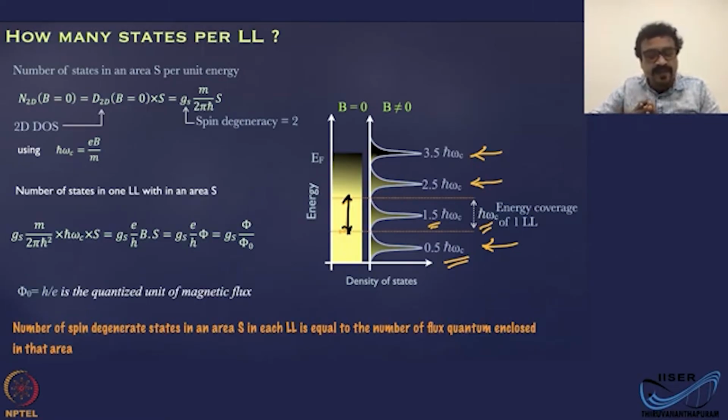So the number of states in an area S per unit energy is basically the density of states. That is per unit energy per unit area. This is the 2-dimensional case. In 3 dimensions it will be per unit volume.